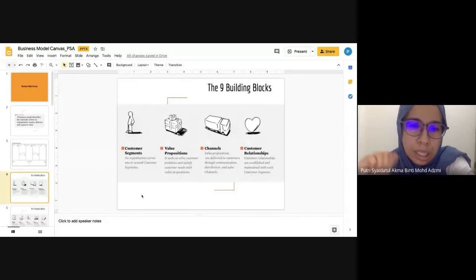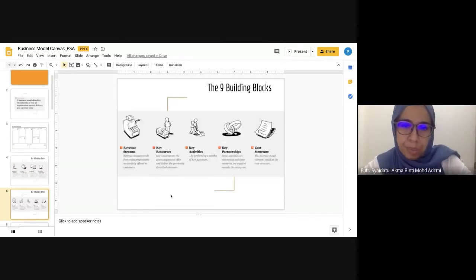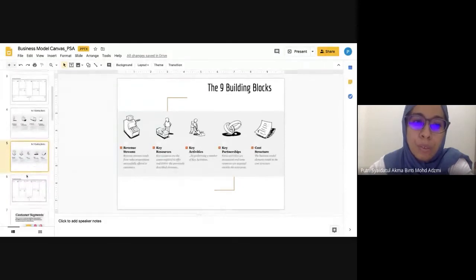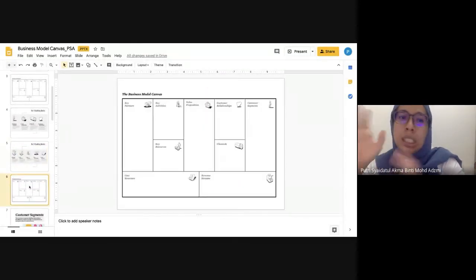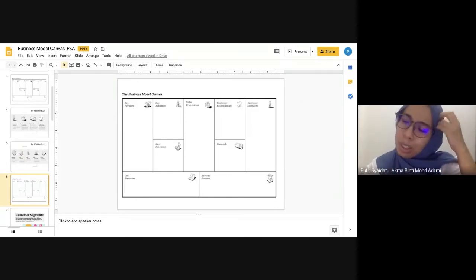All right. So now we have 9 building blocks in the business model canvas. We have customer segments, value propositions, channels, customer relationships, revenue streams, key resources, key activities, key partnerships, and cost structure. All right, so now I'm going to go into them one by one. If you have a question at the moment, can you just say yes or no in the chat? I'll probably be able to hear your yes or no.